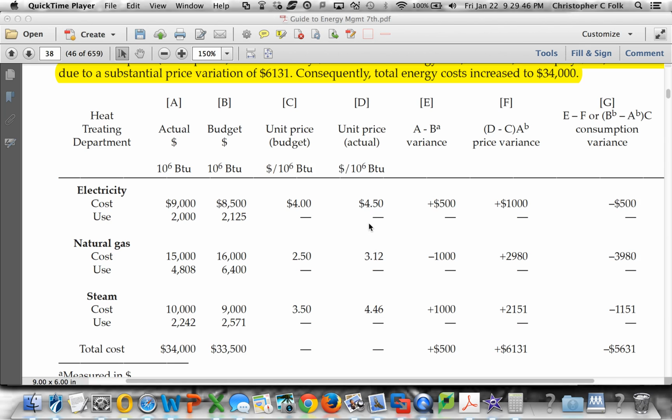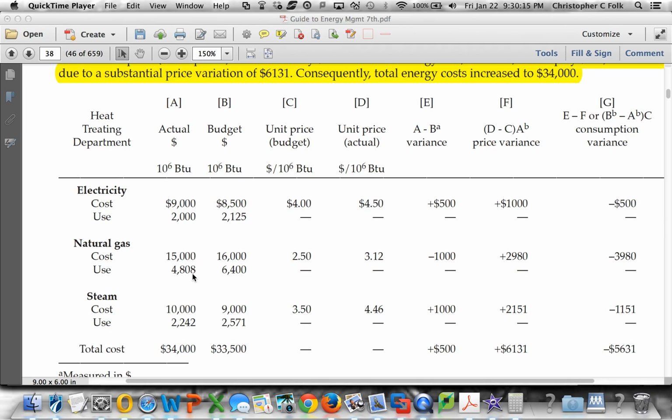The good news on this is that not only were we thinking ahead and coming up with a budget, we were also trying to find ways to reduce the amount of energy use. So notice the budget also includes that they had 2,125 million BTUs of electricity use scheduled. That's what they thought they were going to spend. Well, they found a way to trim it by a significant amount. 125 million BTUs were trimmed off of that.